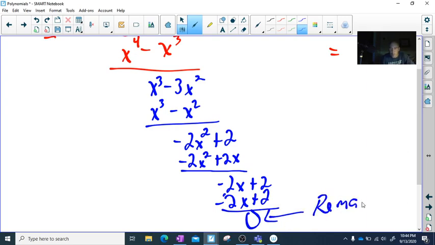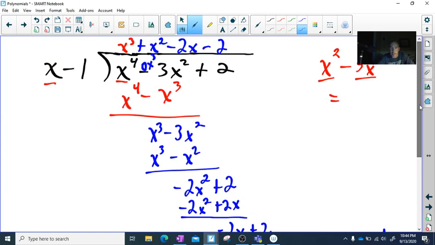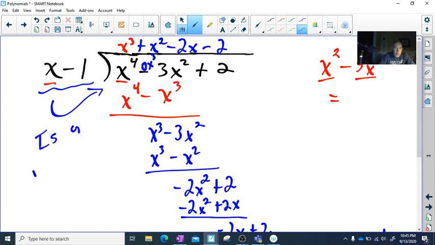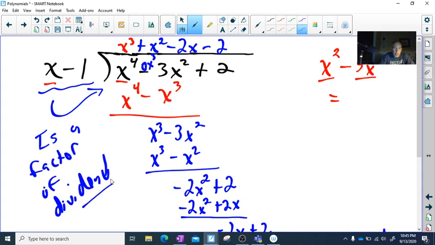You know what that tells me? Again, this is kind of a foreshadowing to where we're going with this eventually. I know that x take away 1 is a factor of that polynomial. It's one of the factors of the dividend. And the reason I know that is because there was no remainder when I divided it. It went evenly.